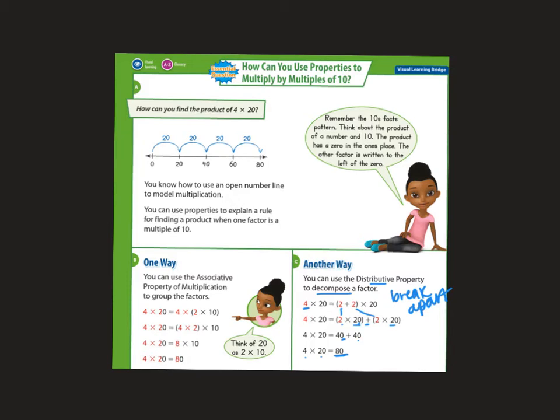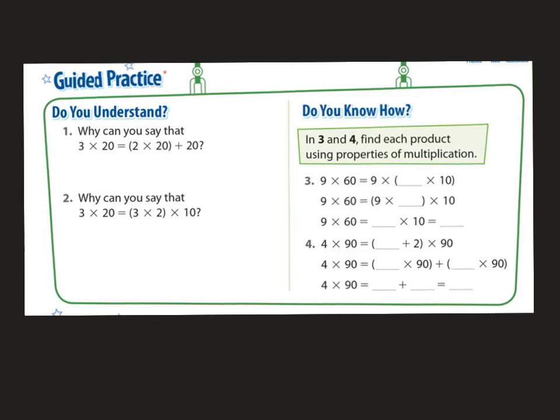All right, and you're going to be going over this in your visual learning today. I just kind of wanted to go over the examples that they were going to do. So let's take a look at some examples. So in our guided practice right here, in number 1, it says, why can you say that 3 times 20 is the same thing as 2 times 20 plus 20? Okay, so how does that work?